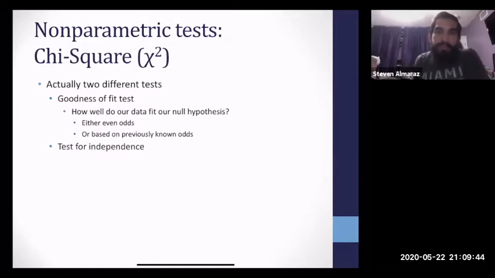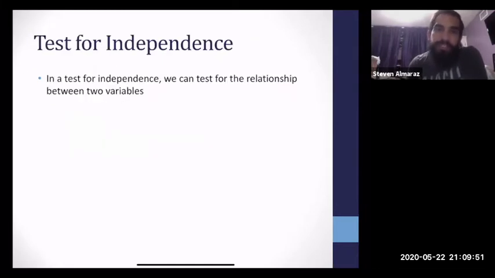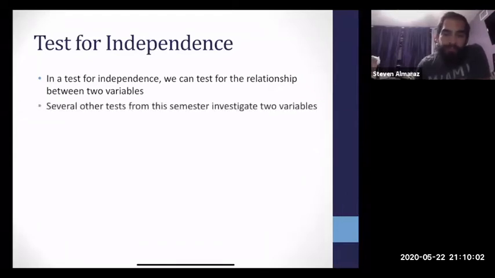Now, the second type of test we're going to do is a test for independence. And this is a little bit different than the goodness of fit test. In a test for independence, we're actually not going to be testing only one variable. Now we're going to be testing two different variables at the same time. Notably, this isn't the first time we've ever done this. In fact, several times throughout the semester, we've hit on tests that investigate multiple variables at the same time and how they're related to each other.